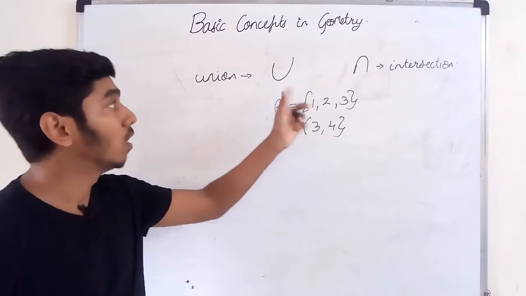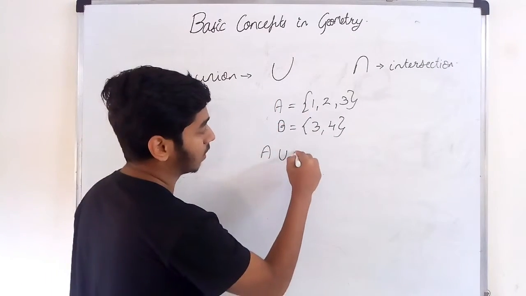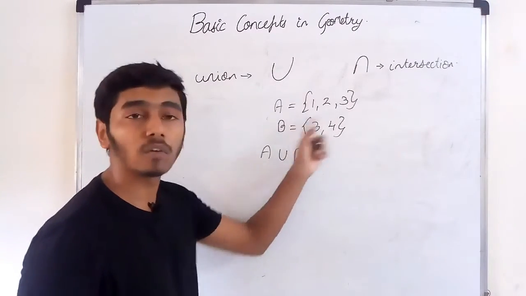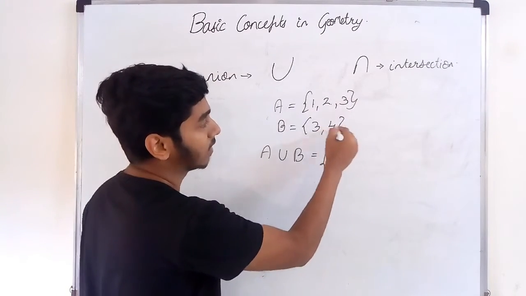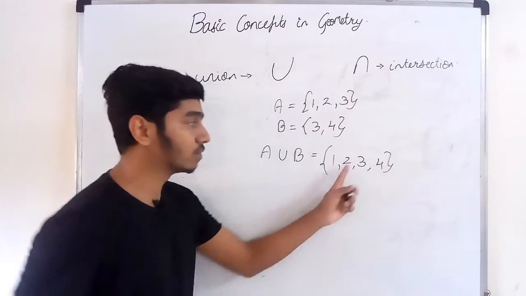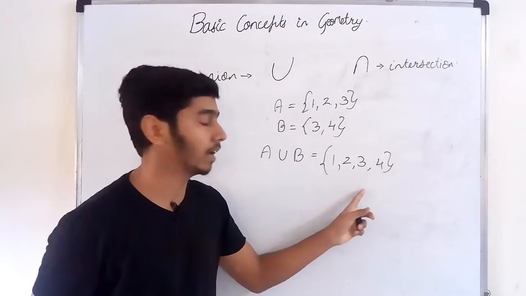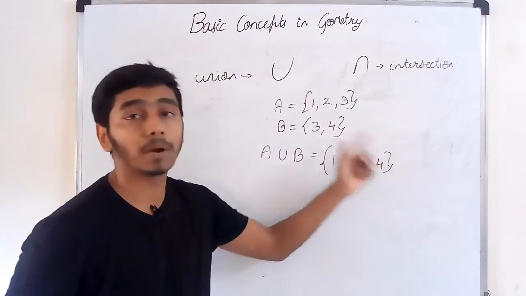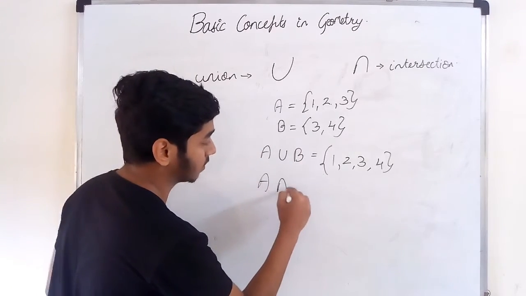Now what will be the union of these two sets? It will be written like this: A union B. Union means involving all of them, which is 1, 2, 3 and 3, 4, so 1, 2, 3 and 4. If you see, I have not repeated 3 because in a set you don't repeat. So A union B is writing all of them together but without repeating. So that is union.